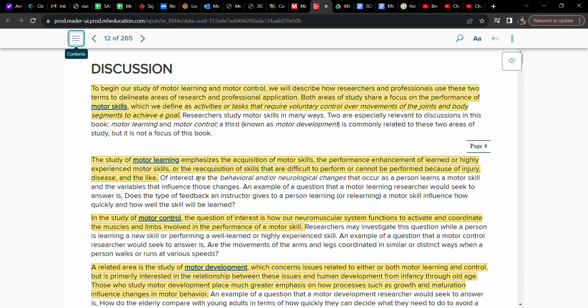And then also we talk about the reacquisition of skills that are difficult to perform or cannot be performed because of injury, disease, or any other factors that could influence that. And that's where my job comes in. I'm a physiotherapist by trade, and we see this stuff all the time. You see people with injuries or neurological disease, and they require a little bit of rehab to get to the point where they can get back to learning that motor skill that they were doing before.